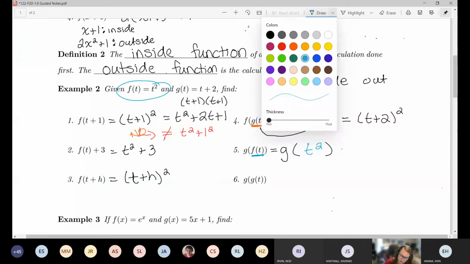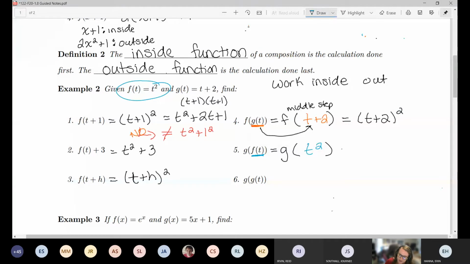So where did that squared come from? We are taking t plus 2 and plugging it into the function f. So f of t is t squared. So if I'm instead plugging in t plus 2, it'll be t plus 2 all squared. No matter what I'm plugging in here, that thing is getting squared. Does that make sense?